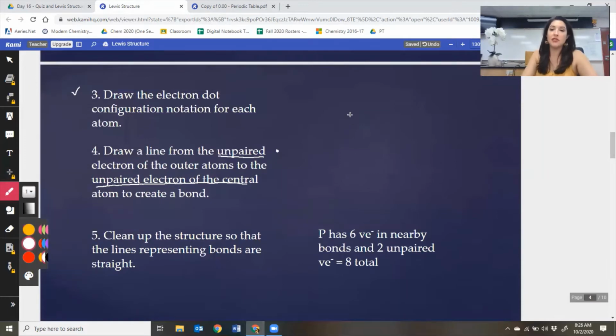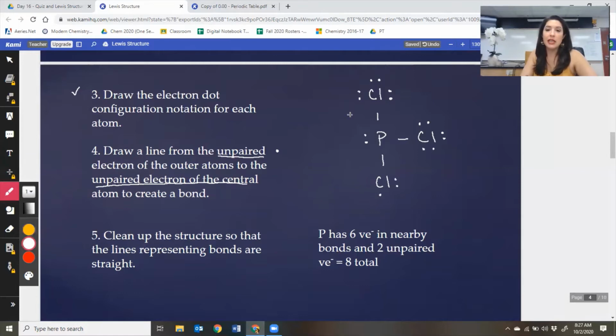So I have a phosphorus in the center, bonded to a chlorine, bonded to a chlorine, bonded to a chlorine. I cannot forget to bring my pairs of electrons. So bring the same number of electron pairs that you had in the last step and just neatly square off that molecule. So we cleaned up the structure to make sure that the lines representing bonds are straight.